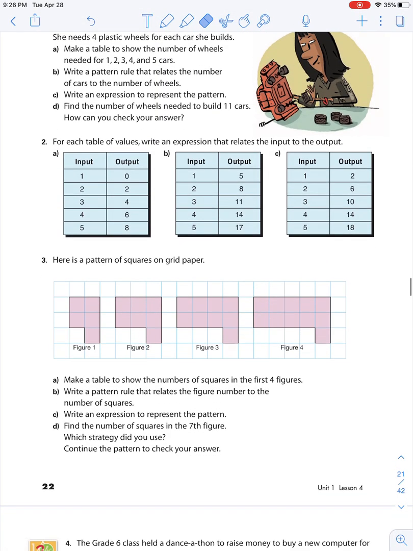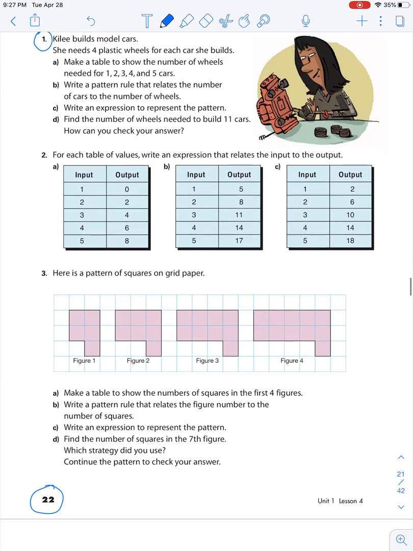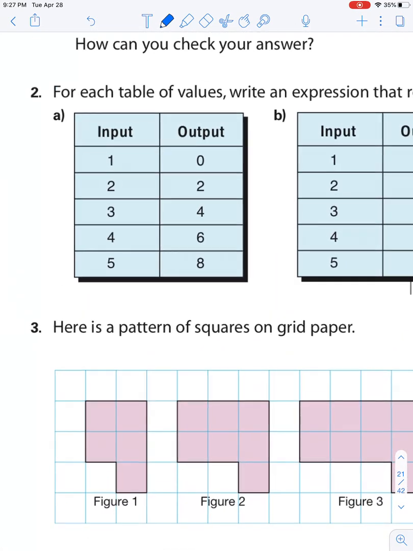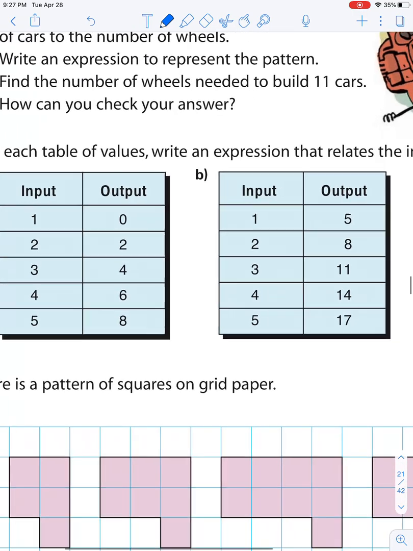Homework review for today. We're doing page 22 in the textbook. And question number 1, I'm going to be looking at on Seesaw. So we're going to be skipping that one for now. And we're just going to zoom in here on number 2.